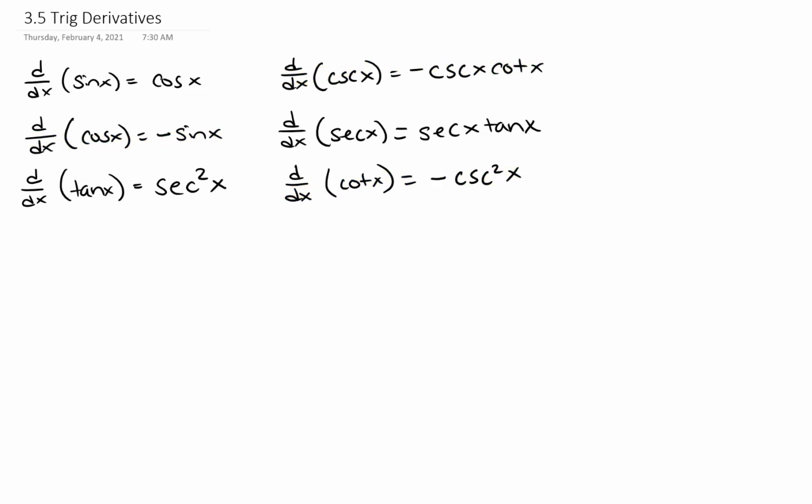Some other patterns you might have noticed: when you start with tangent, your derivative is secant squared. When you start with cotangent, you get negative cosecant squared. So very similar patterns between tangent to secant squared, cotangent to cosecant squared.